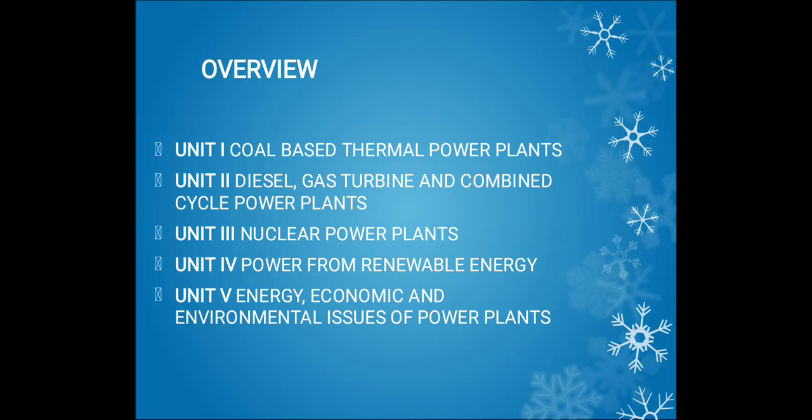Then an overview of each unit. The first unit is coal-based thermal power plant, and the second unit is diesel gas turbine and combined cycle power plant. The raw material is diesel and gas, used to generate power, or both gas and steam turbine combined. Then the third unit is nuclear power plant.